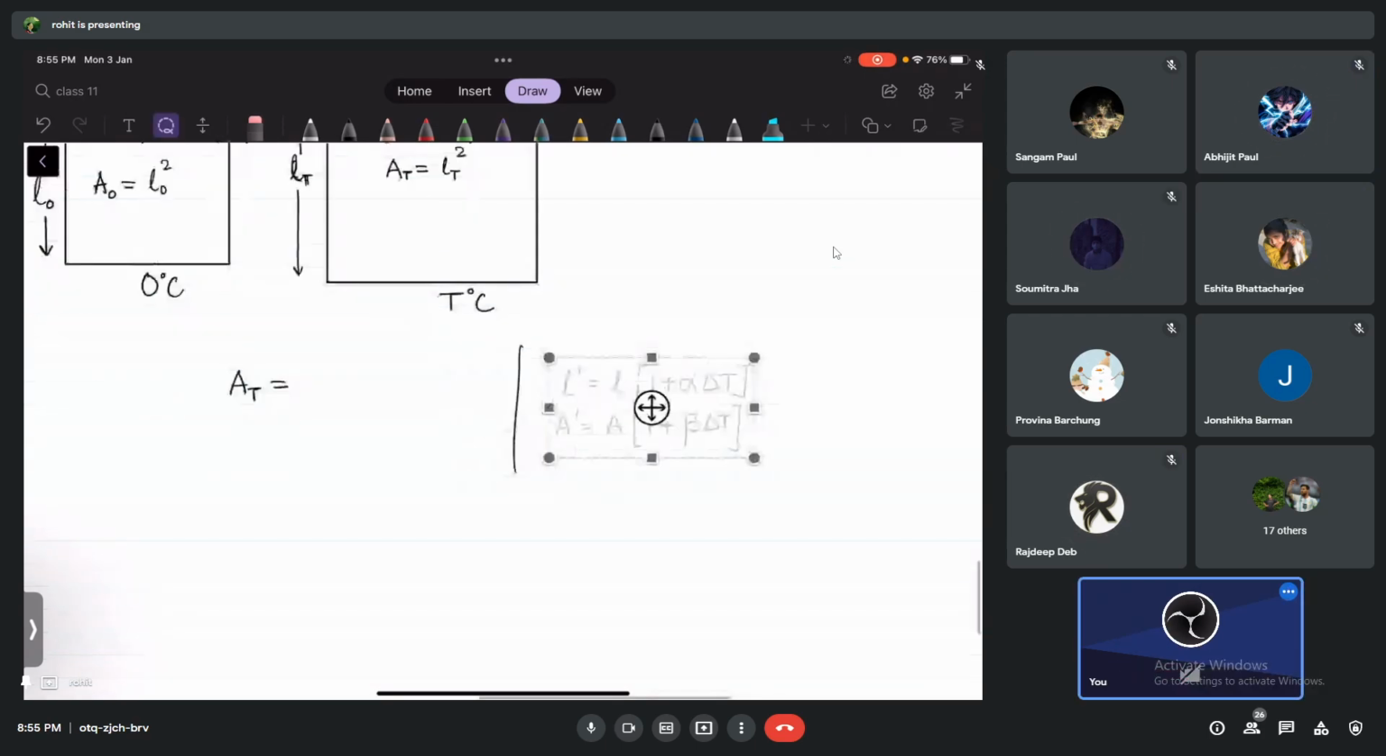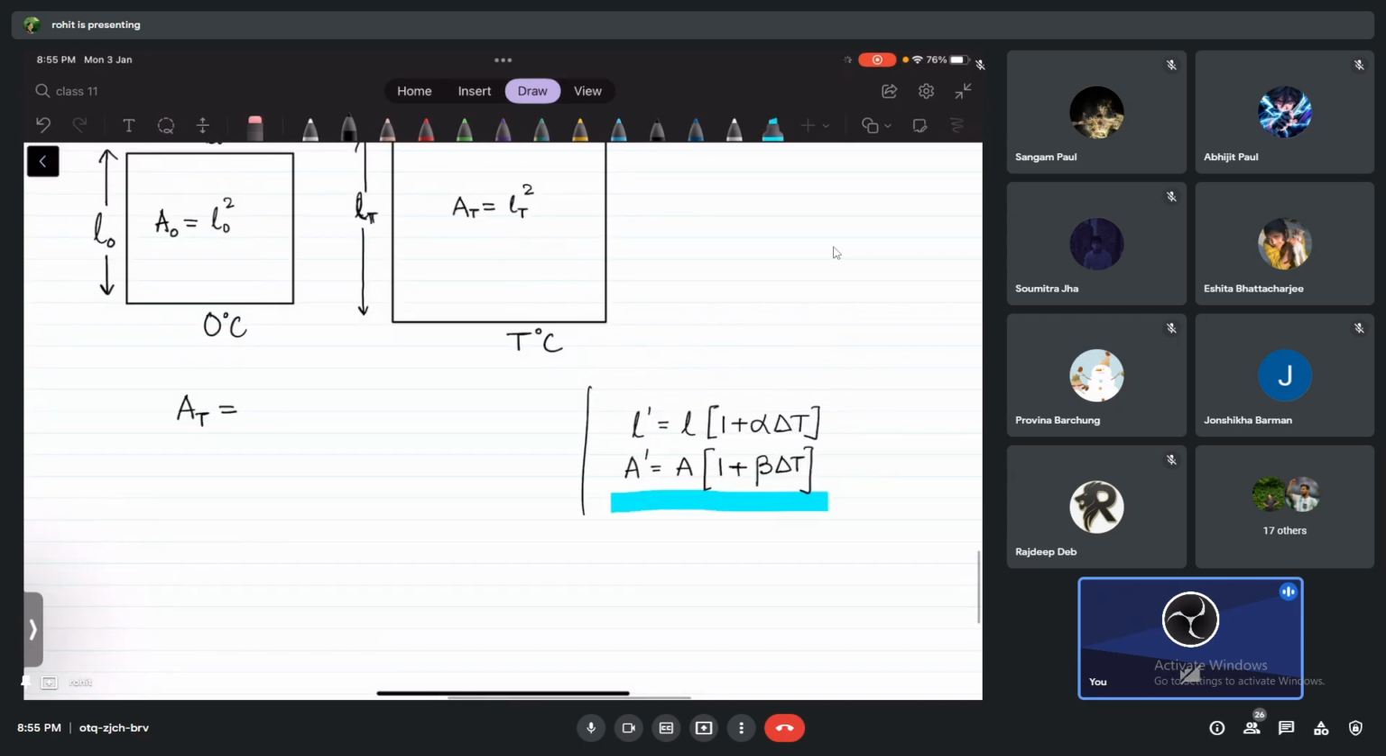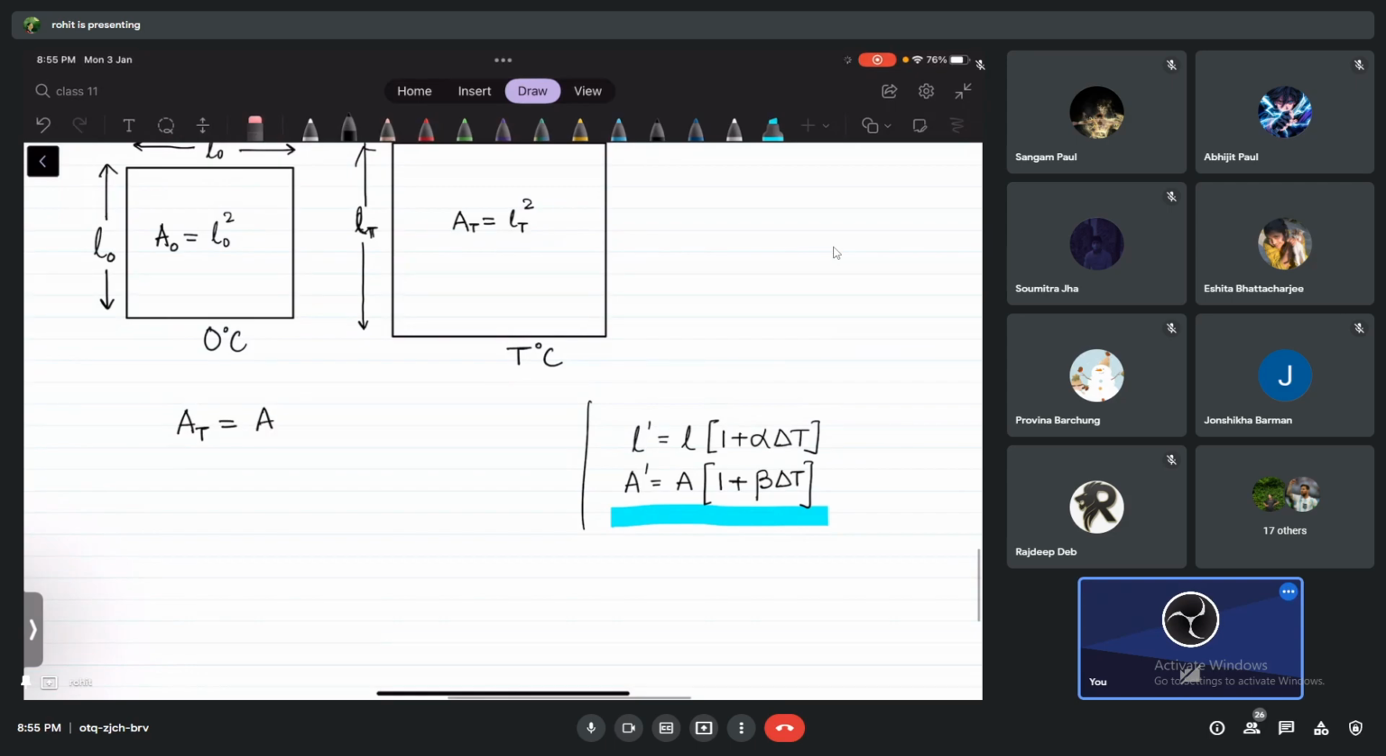So not to worry at all. Let's use it properly this time. New area will be equal to what? Initial area. What is the initial area called in our case? A0. Yes. 1 plus, let's say the material has how much coefficient? Beta. Same material, so the beta will be the same. So what do I write, guys? Beta.